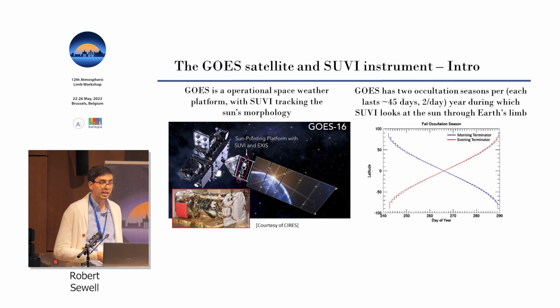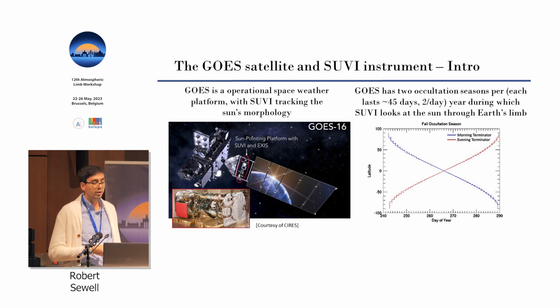And so the motivation of this project is to get a real-time measurement of the thermospheric state for use in space weather operations. And the GOES-R series satellites are a perfect candidate for this sort of research because the GOES-R series satellites, made by NOAA, are already an operational space weather platform, and they have an instrument on board called the Solar Ultraviolet Imager, SUVI, which is an imager that is taking images of the sun constantly, tracking the sun's morphology as it relates to space weather.